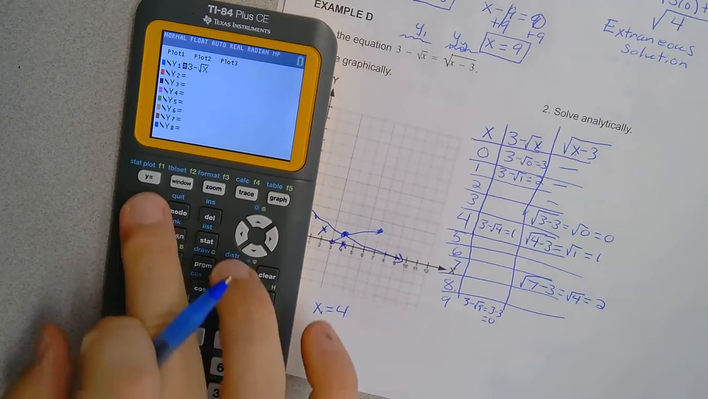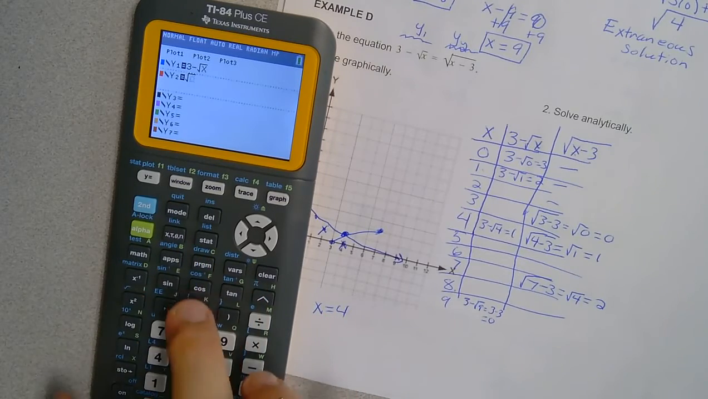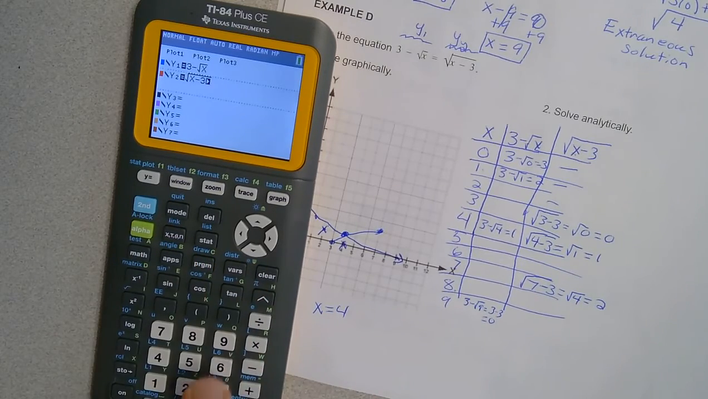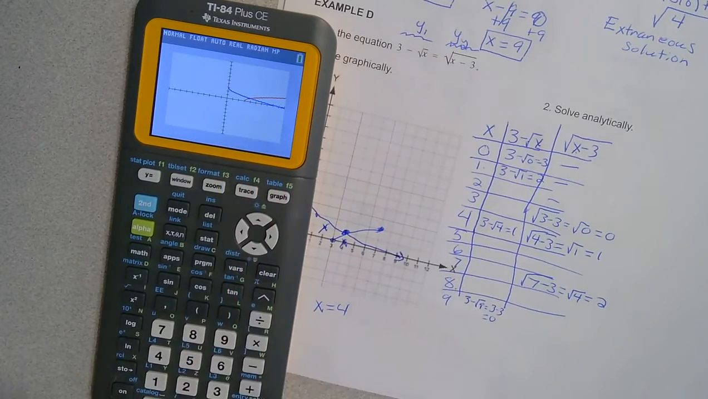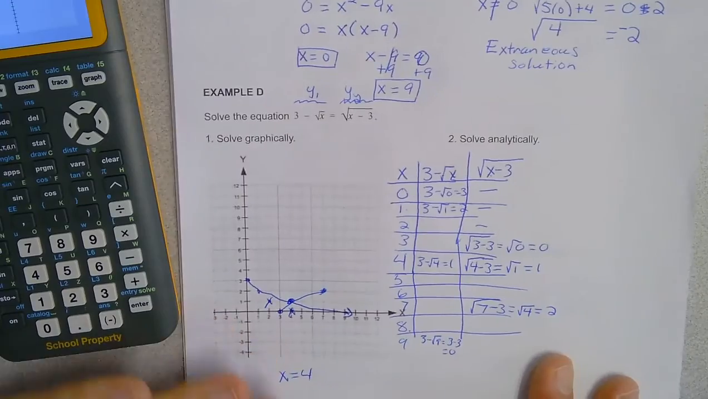So I'm going to graph the other one to verify that. So y equals the square root of x minus 3. And then we see our solution. So now we're going to solve that analytically.